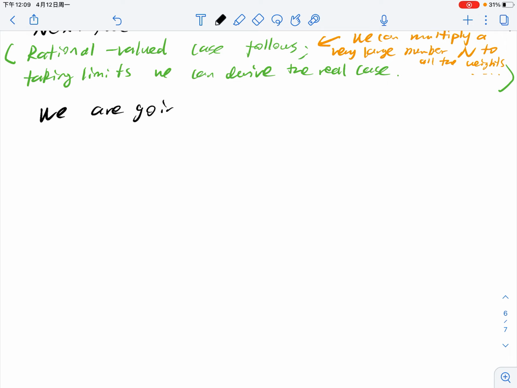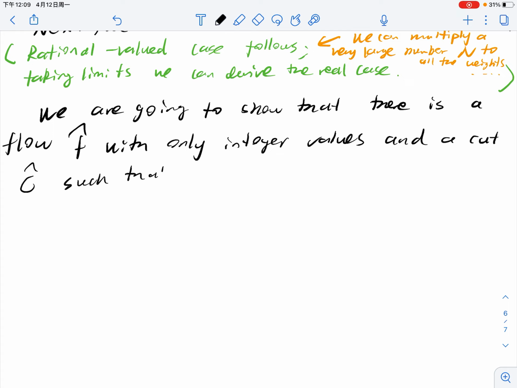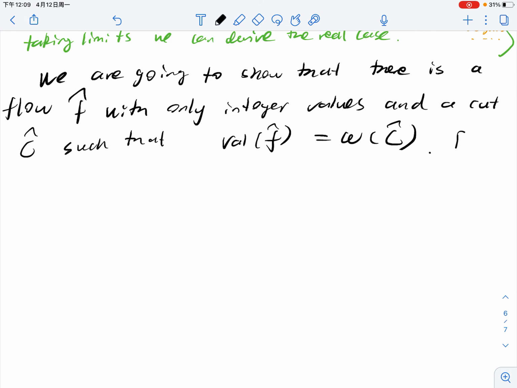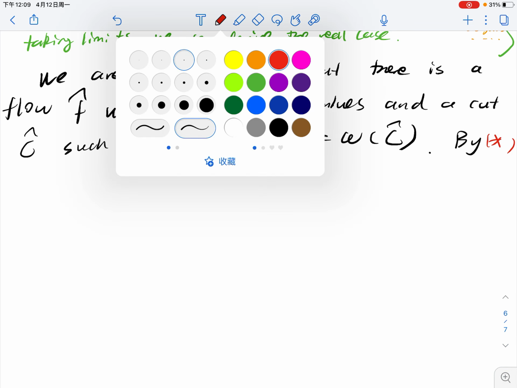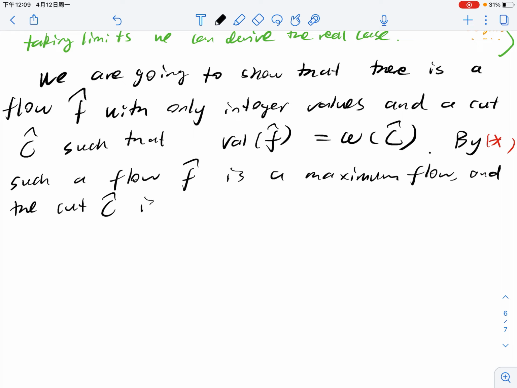We are going to show that there is a flow f hat with only integer values and a cut c hat such that value f hat equals weight of c hat, and then by star, such a flow f hat is a maximal flow, and the cut c hat is a minimal cut.